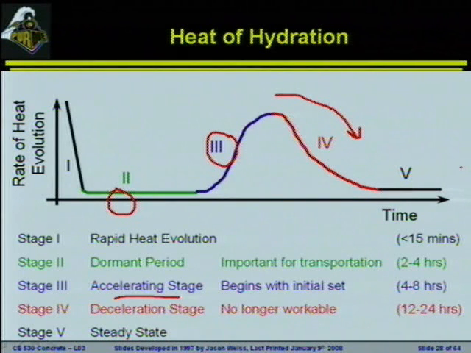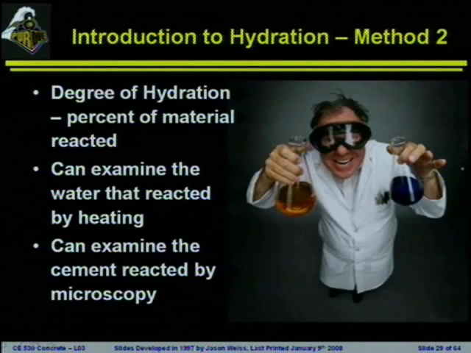It will just be going at a very, very slow rate. The second method is to really look at the amount of material that's been used up, the degree of hydration, the extent of material that's been reacting in the overall system. So here you can either examine the amount of cement that's being used up, or you can measure the amount of water that's being used up in the reaction. And people do it both ways.